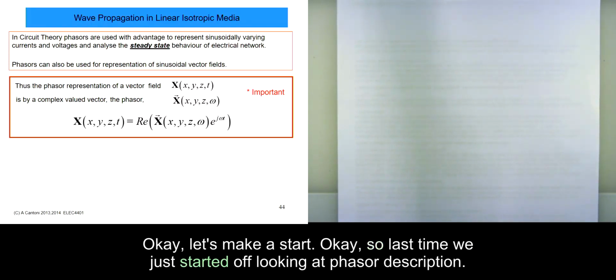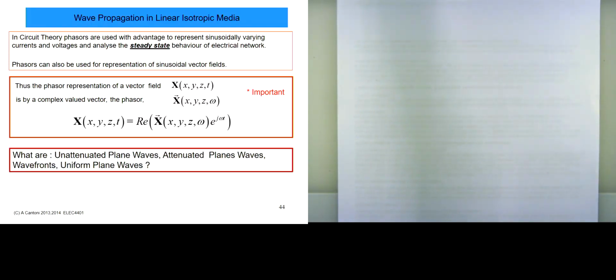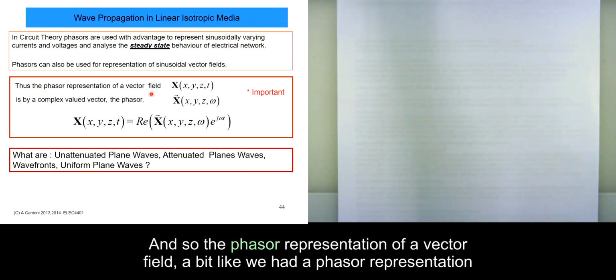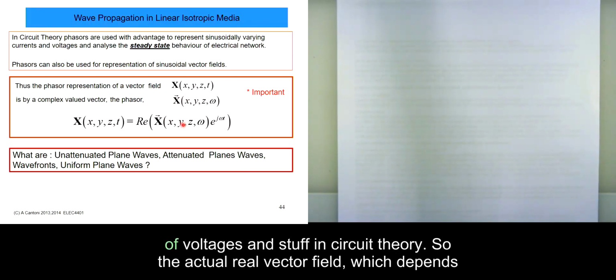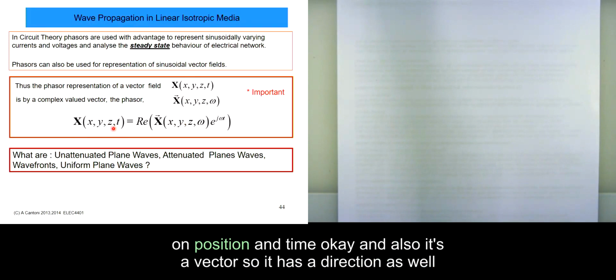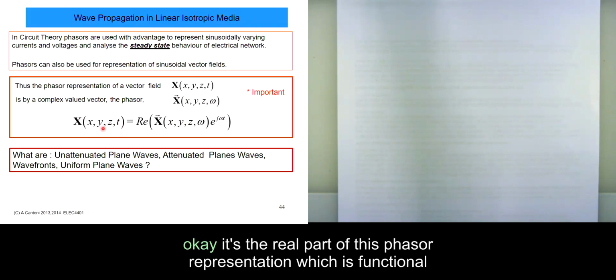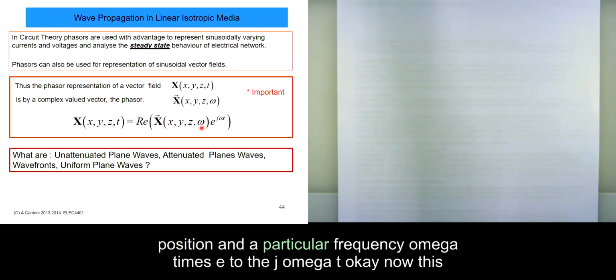Last time we just started off looking at the phasor description, the phasor representation of a vector field, a bit like we have phasor representation of voltages in circuit theory. The actual real vector field depends on position and time, and is also a vector, so it has a direction as well. It's the real part of this phasor representation, which is a function of position and a particular frequency omega, times e to the j omega t.